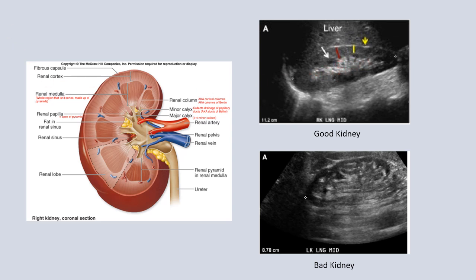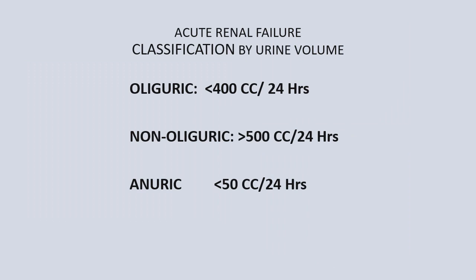Hope that was helpful. So acute renal failure can be defined by decrease or lack of urine. So normal urine output is greater than 500 mLs in 24 hours, whereas oliguria is less than 400 mLs in 24 hours. And then a lack of urine or anuria is less than 50 mLs per 24 hours.